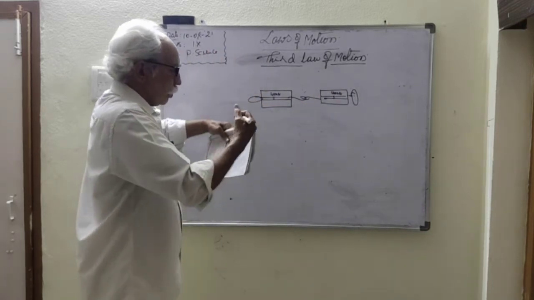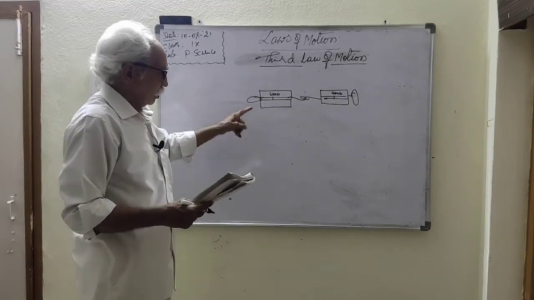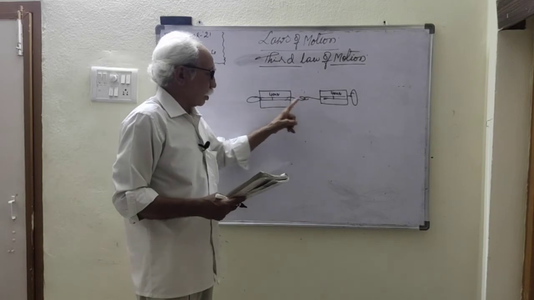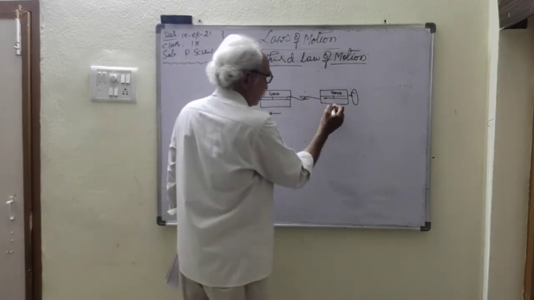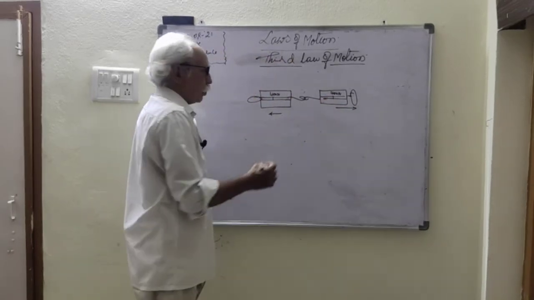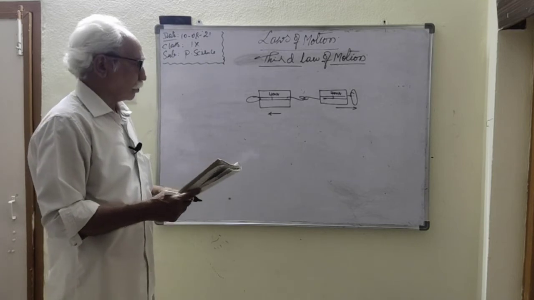So when you pull the two spring balances, you find the two values are acting opposite. The force is acting in this direction and this force is acting in this direction. The two forces are acting in equal and opposite directions.